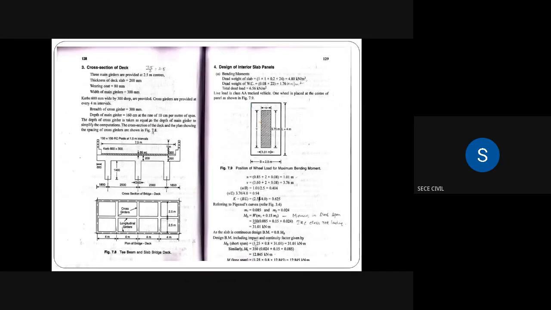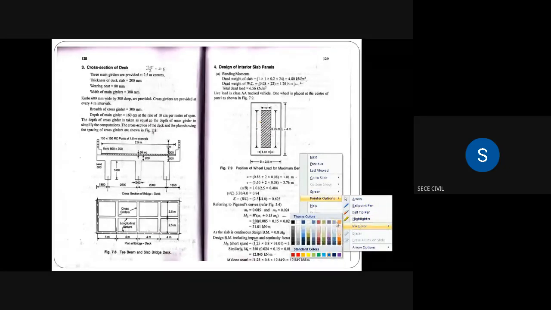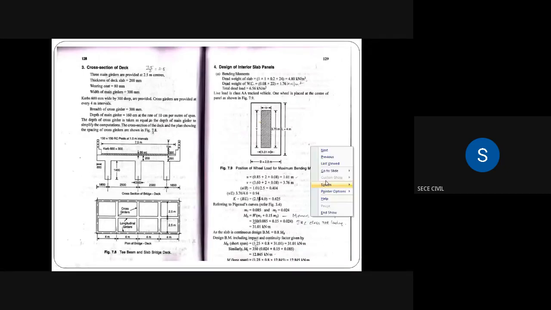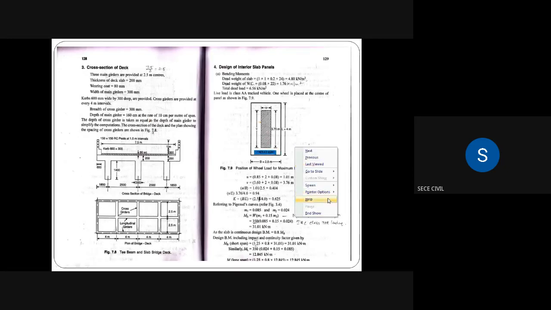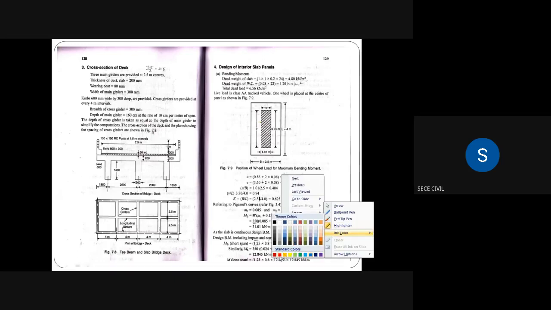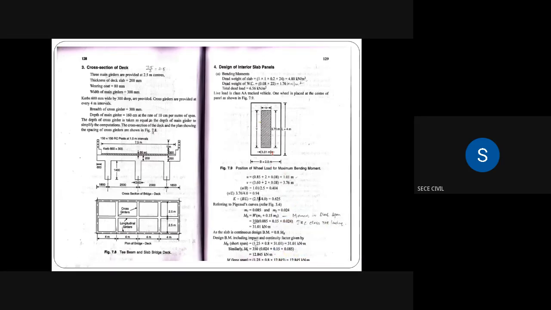Okay, this is the slab panel. So with this 2.5 meter, okay, once again, it is 2.5 meter and length is 4 meter. So this is the width of the wheel, okay, 1.01 meter. Width of the wheel is 1.01, and similarly the length of the wheel portion is 3.76 meter.